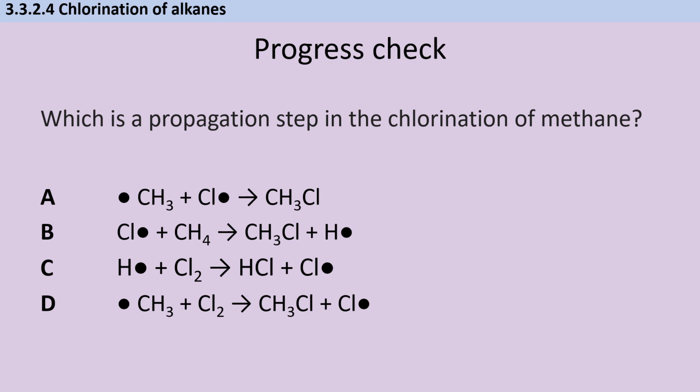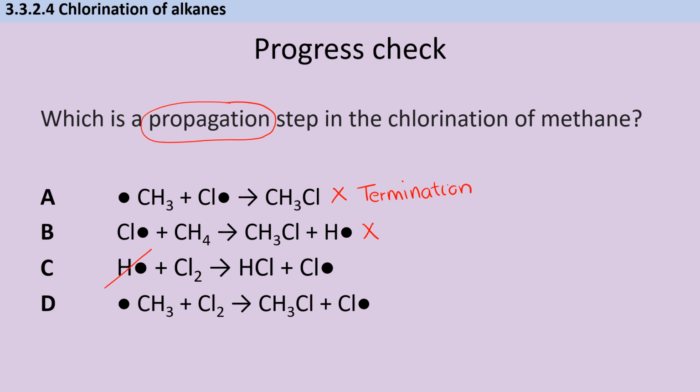Even though we haven't quite finished the mechanism yet, you should now be able to answer this question by identifying which one of these four is one of our propagation steps. So I'm going to start out by ruling out answer C, because nowhere in our equations did we have any hydrogen free radicals. And then I'm going to have a little think about the fact that we want propagation. So this first step is no good to us. This is actually a termination step, which we'll see in a second.